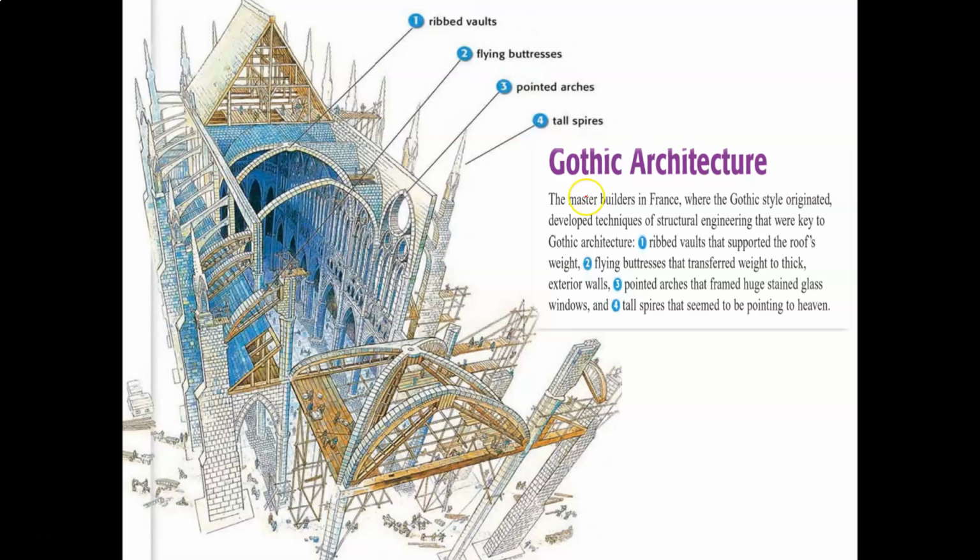They have different little details that go into it, so let me read this part for you guys. The master builders in France, where the Gothic style originated, developed techniques of structural engineering that were key to Gothic architecture. Number one, ribbed vaults that supported the roof's weight. You look here, they have these ribbed vaults that support the weight of all the different structures above. Number two, the flying buttresses that transferred weight to thick exterior walls. These help keep up the arches that were in place, right? Number three, the pointed arches that framed huge stained glass windows, which you already talked about.